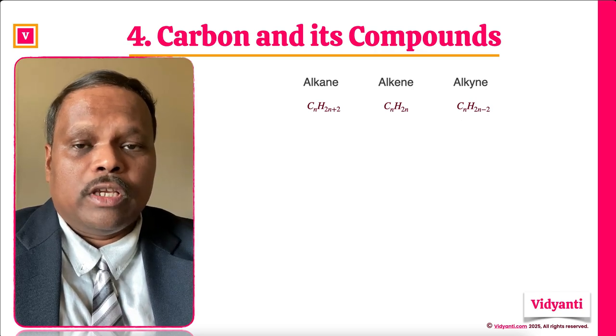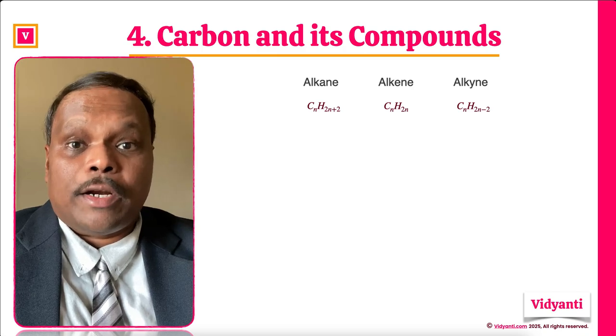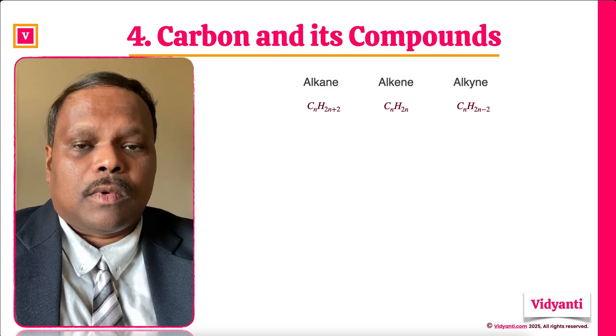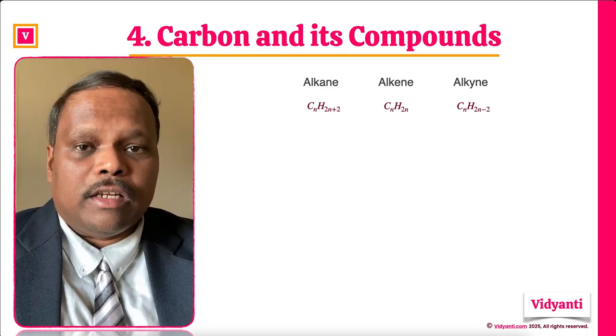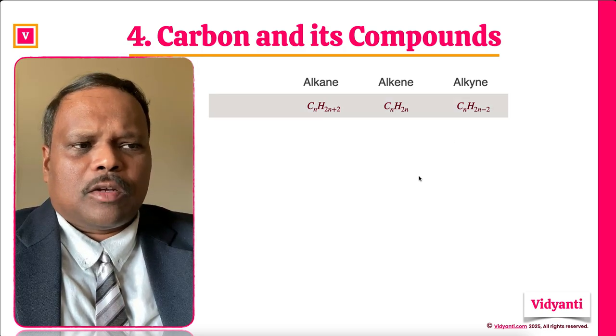CnH2n minus 2. Here C represents the number of carbon atoms, H represents the number of hydrogen atoms, and n is the actual numerical value of the carbon atoms. So what are the characteristics of these things?